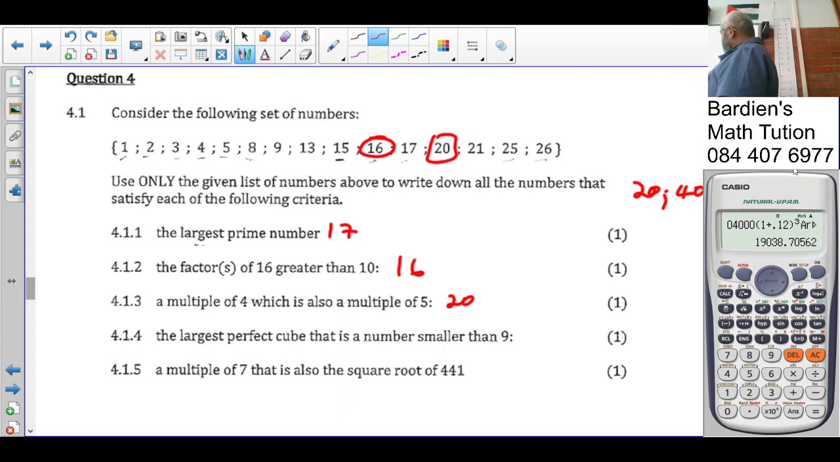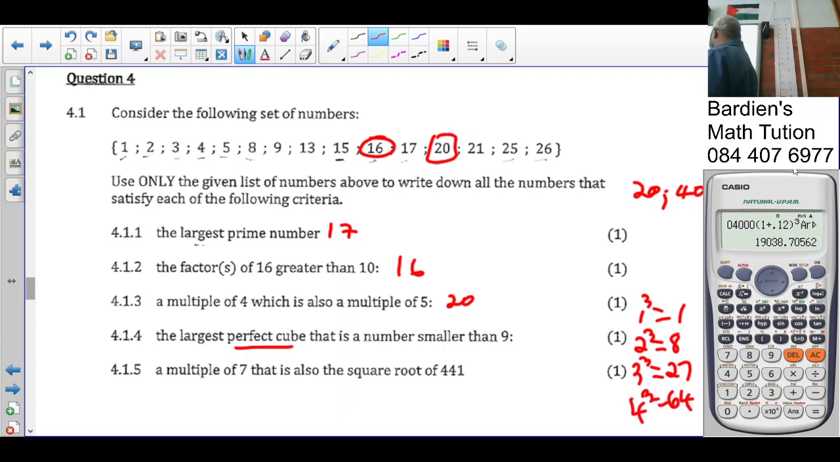This is the largest perfect cube. What are perfect cubes? 1 cubed is 1. 2 cubed is 2 times 2 times 2, which is 8. 3 cubed is 27. 4 cubed is 64 and so on. So the largest perfect cube smaller than 9 is 8.